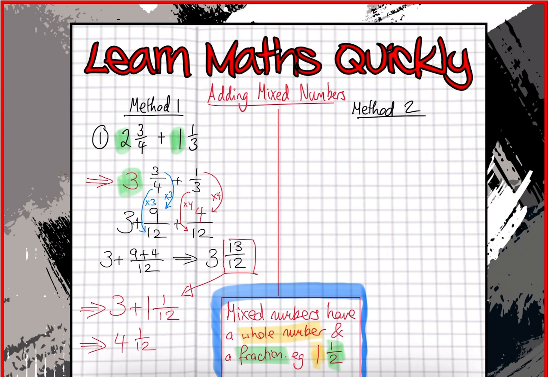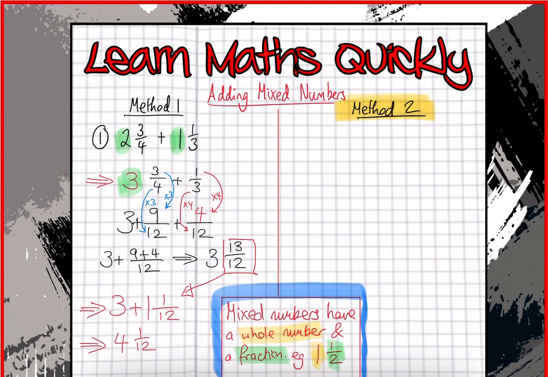Now, the reason I went through that method is because I know lots of people like the idea of adding the whole numbers up. However, personally, I think method 2 is better. It works better for me, as I think there's less steps. So I want you to really focus on this one. However, obviously, if you find method 1 easier, then go with that.